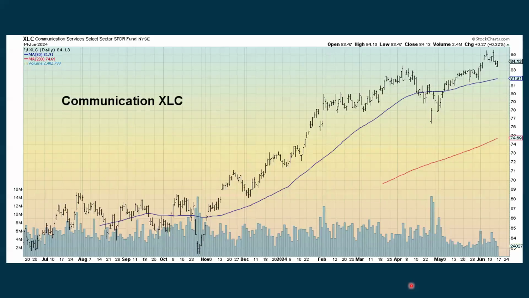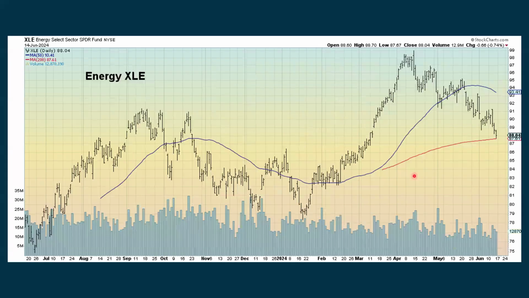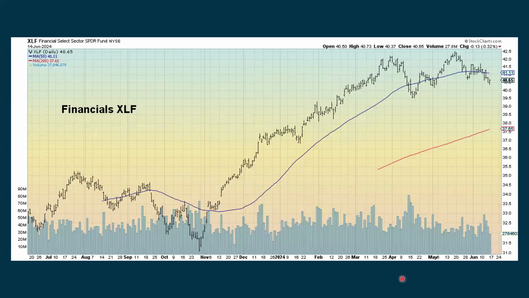Communication, this is one of the stronger areas of the market. We're off our highs, but we're still in an uptrend, and it's trying to tick back up here. It had really been outperforming, and then we saw some weakness. We're still battling with the 200-day moving average with this ratio. To be even more positive, we want to see this continue to go up. We look at energy, which is coming all the way down to its 200-day moving average, and so far it's still above that, but it's really underperforming when we compare energy with the S&P 500.